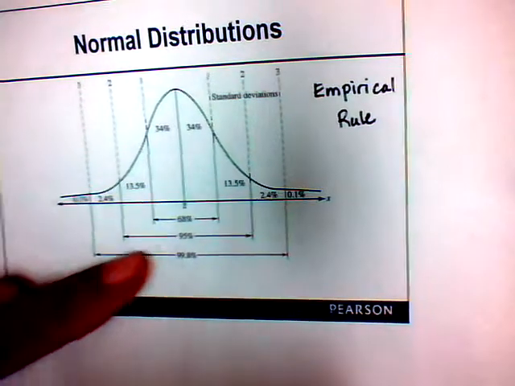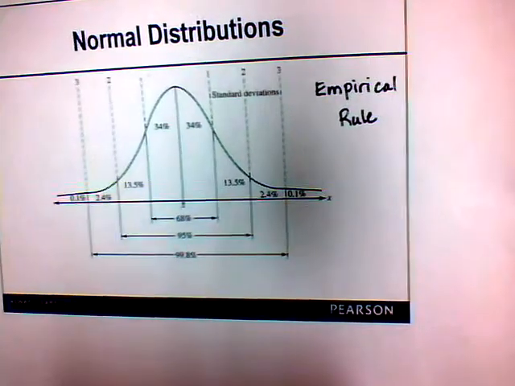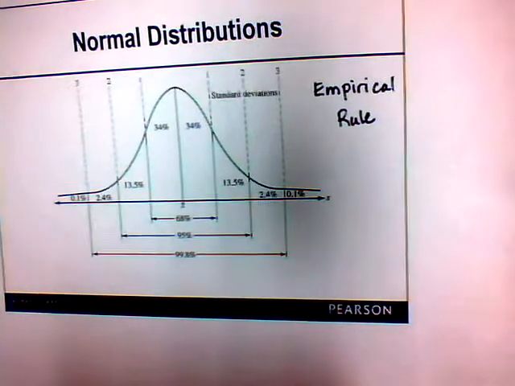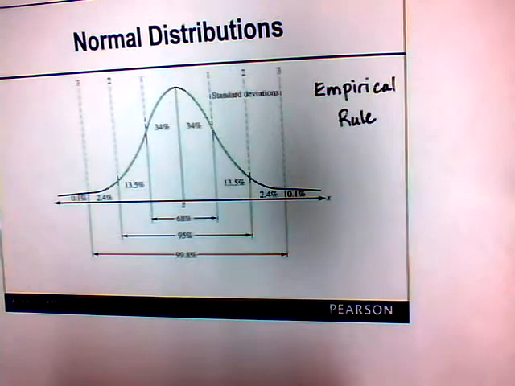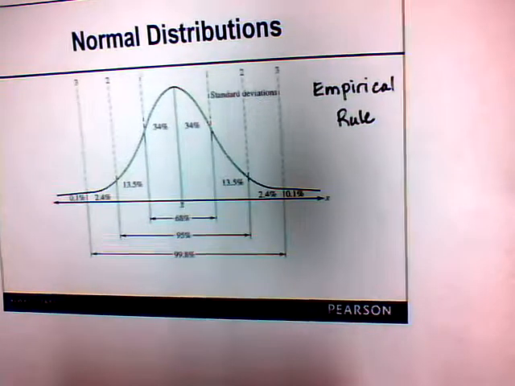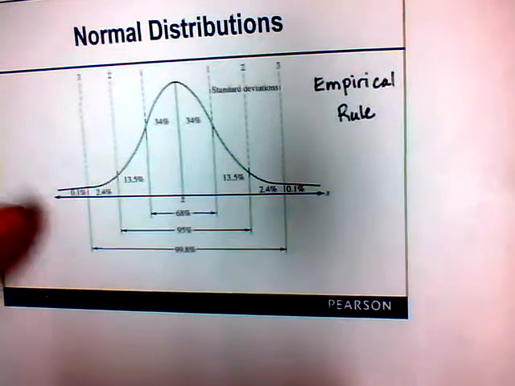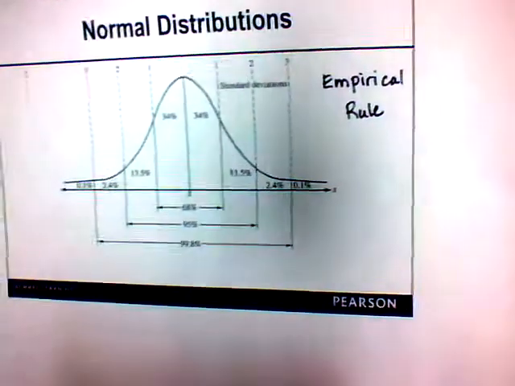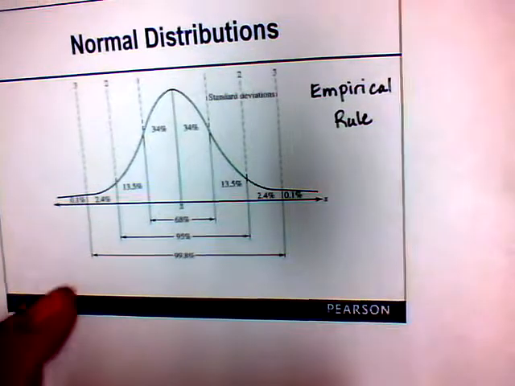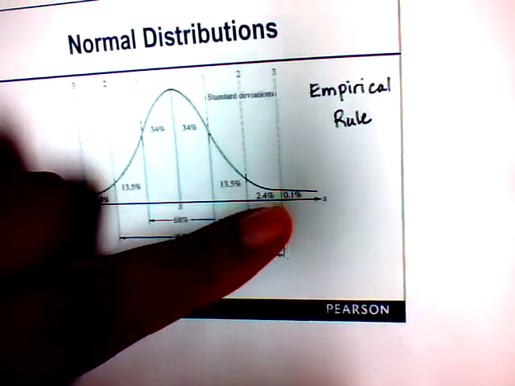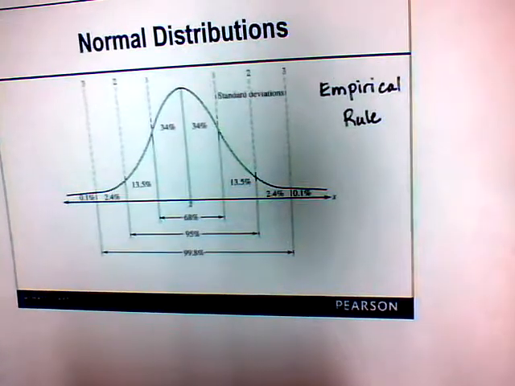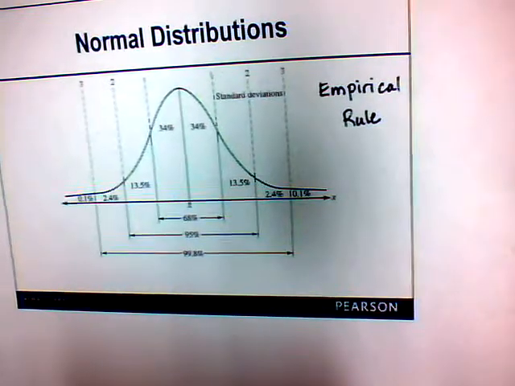And then finally, 99.8% of the data values lie within 3 standard deviations of the mean. Subtract 95% from the 99.8%, you're going to get 4.8%. Divide that by 2, you're going to get 2.4% on the left and on the right. And the rest is this 0.1 and 0.1% on the left and the right. That makes up the remaining 100% of that curve.